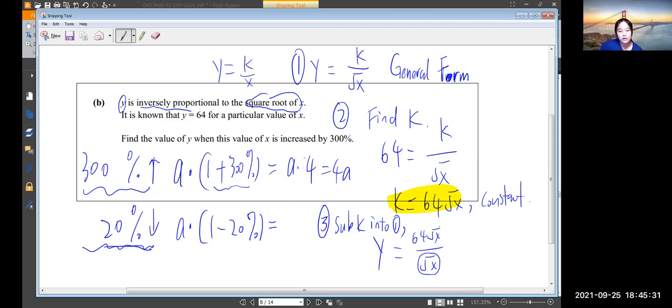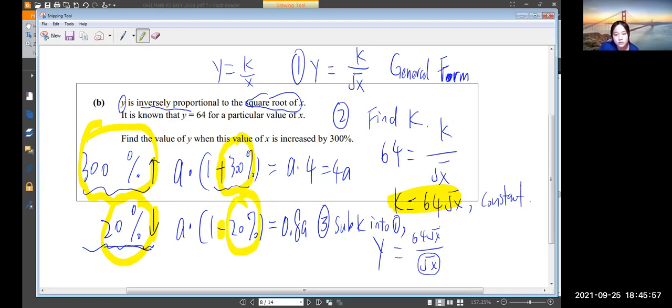Oh, 0.8. Yeah, 0.88. So by this method, if you get a percent increase, use plus. If you get a decrease, you use minus. So if you increase 300%, then you add 300%. If you decrease 20%, then you minus 20%.